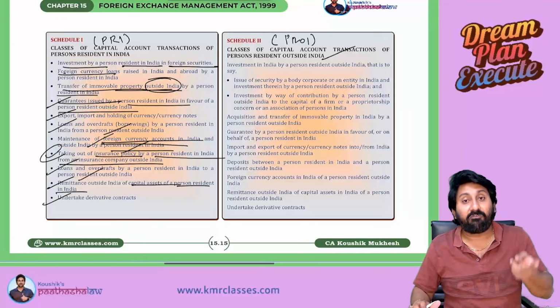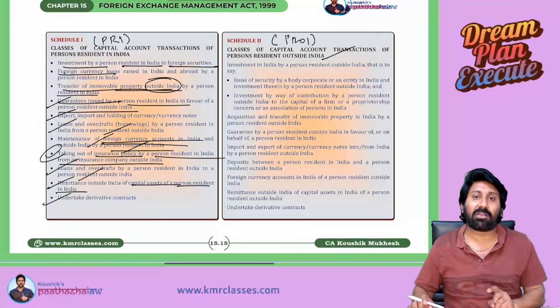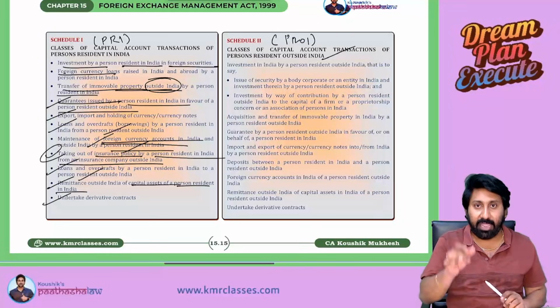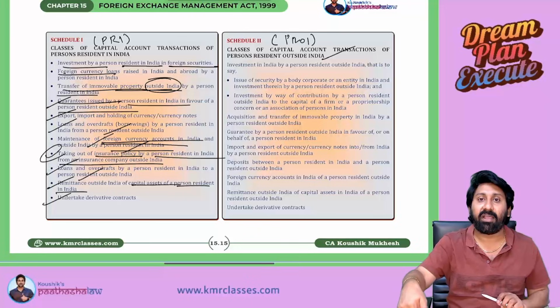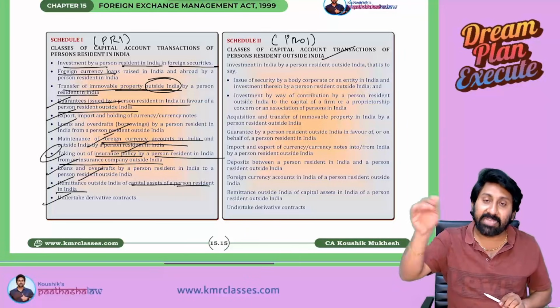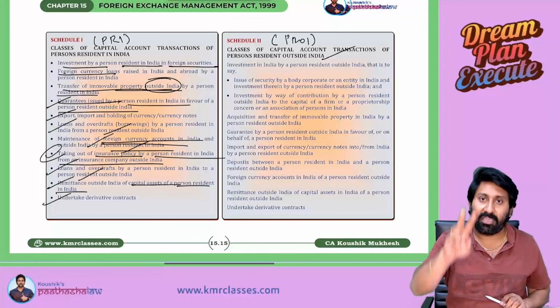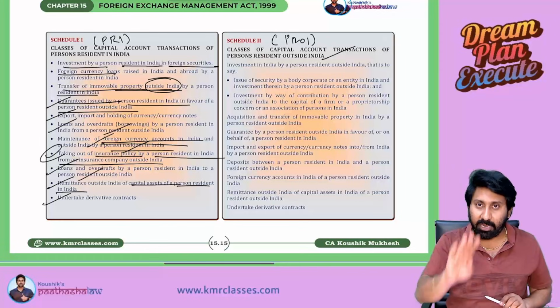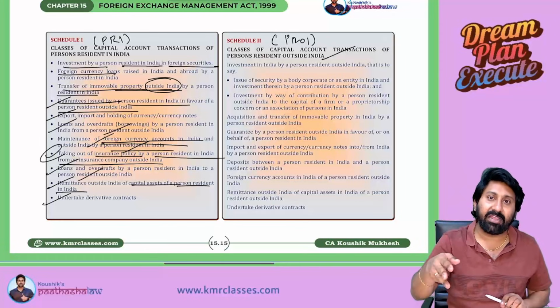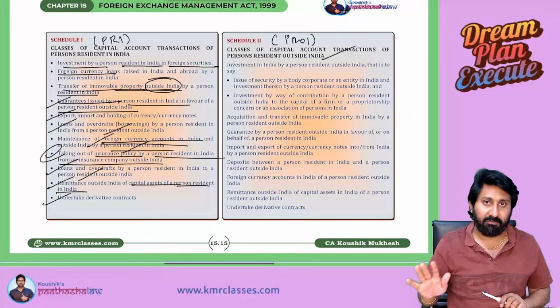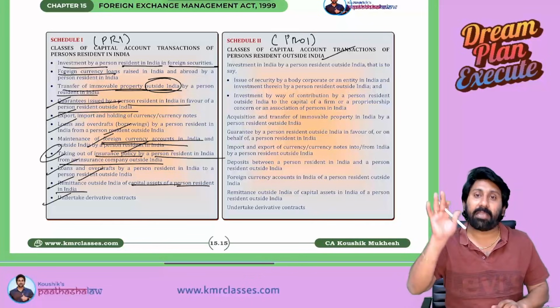But for a PROI, extra prohibitions are also there. A PROI cannot make investment in any entity in India, company, anything that is engaged in chit fund, nidhi, real estate, construction of farmhouses, plantations, along with trading in TDRs. All these should not be involved. It is a prohibition only for PROI.